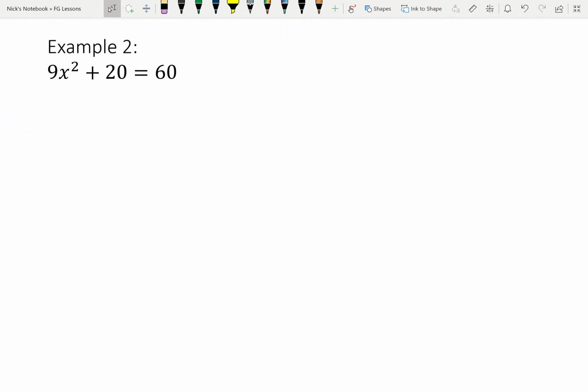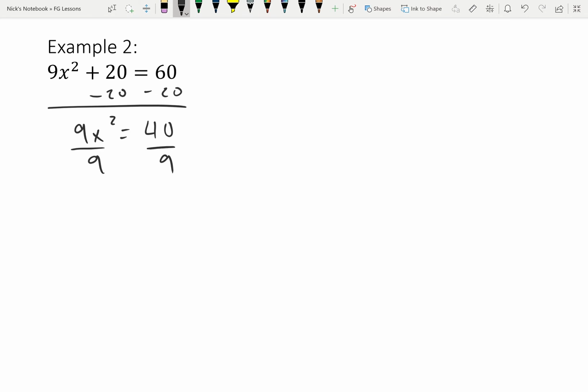All right, example 2: 9x squared plus 20 equals 60. First step, as always, subtract 20. So we have 9x squared equals 60 minus 20, which is 40. And then we can divide by 9. So we're left with x squared equals 40 over 9. And we can't simplify this 40 over 9. So what we're going to do is the same as example 1. Square root it.